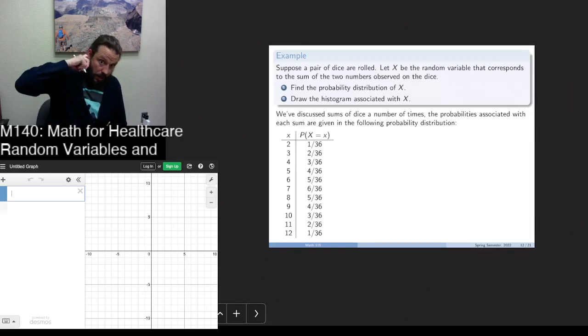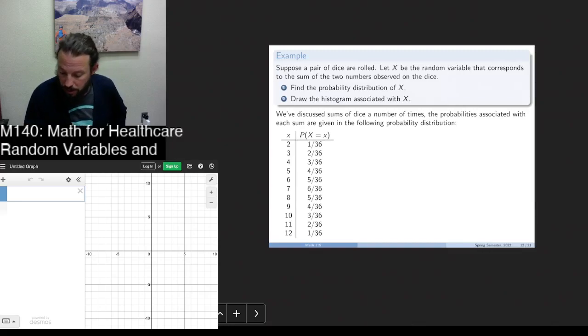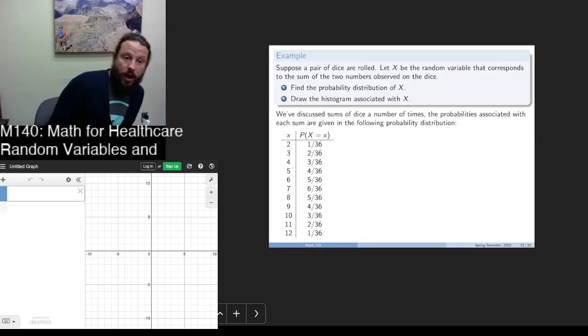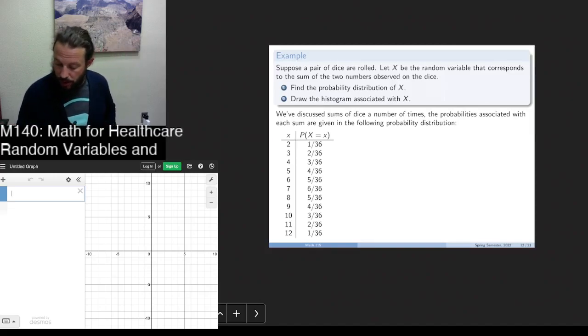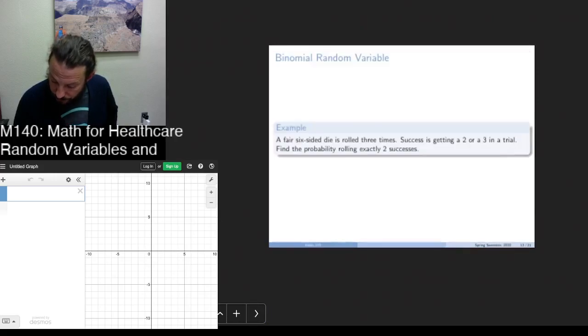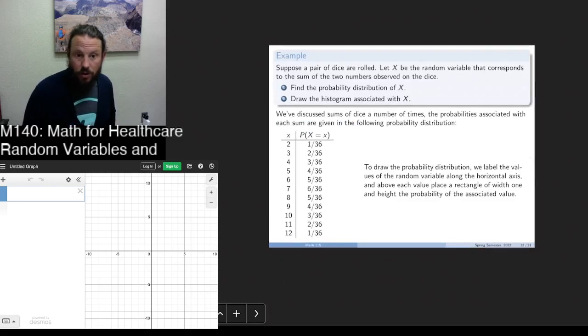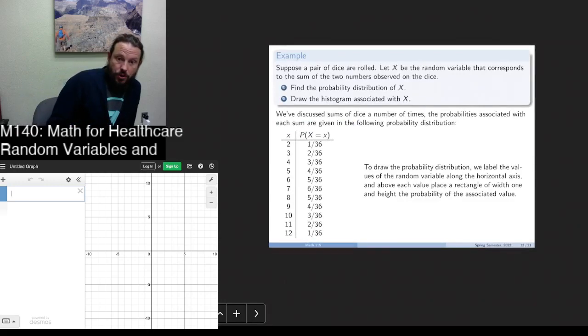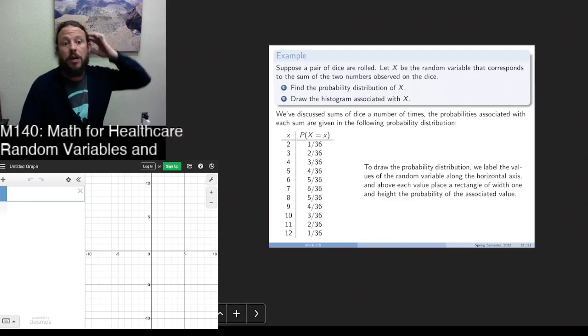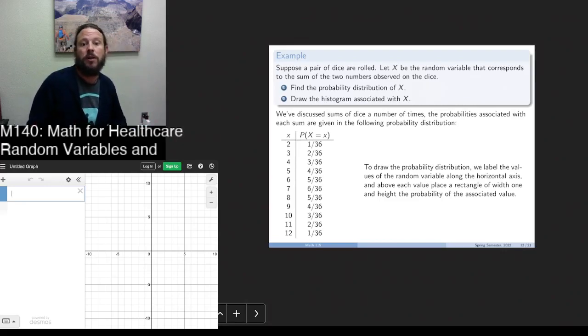All right, and this is pretty symmetric because the probability of getting a 2 is the same as the probability of getting a 12. The middle one is 7. Remember, the probability of a sum of 7 was the highest with 2 dice. And you could draw a histogram for this. I'm not going to take the time to do it, but this is another example of a probability distribution and a random variable.